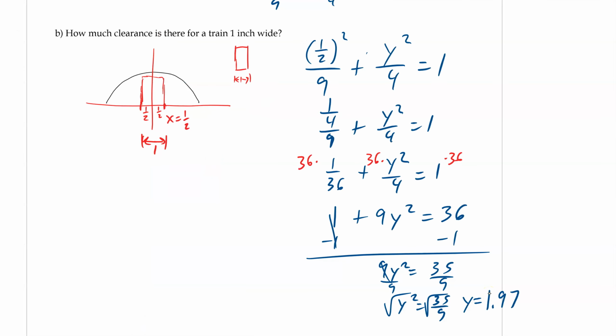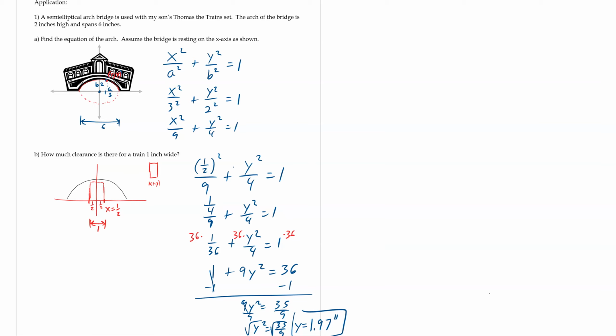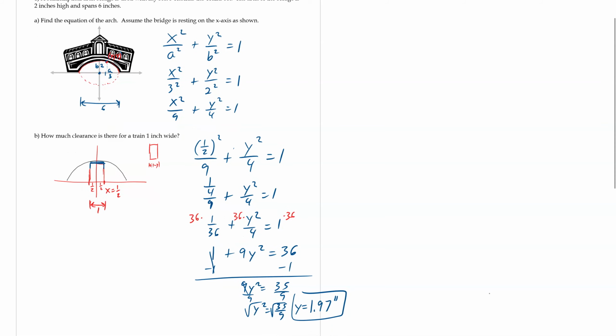So 1.97 inches. So the whole idea is, even though we have a height of 2 inches for this bridge, it's not going to be 2 inches when our train goes through. It has to be less than 1.97. So really 1.9 and you'd be good. You need a little bit of clearance there. And then these things are not perfect anyway, so I'd even say 1.8. But 1.97 is our height.